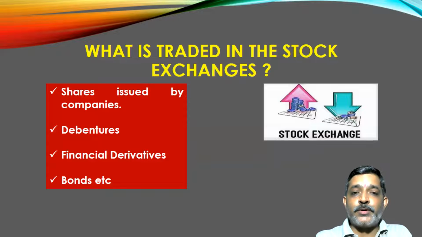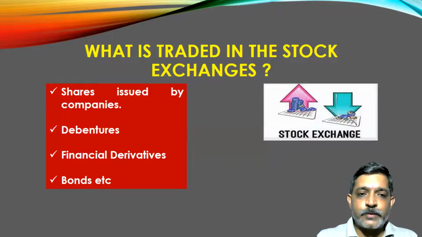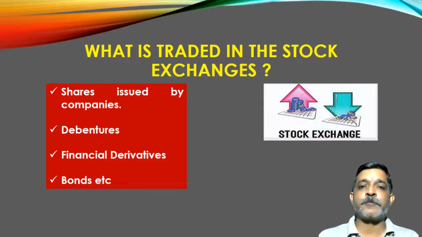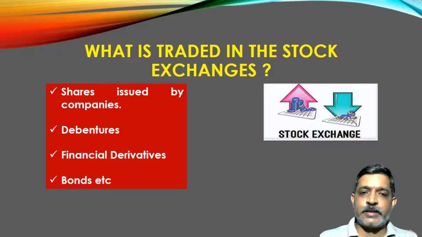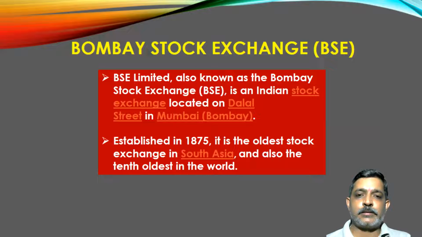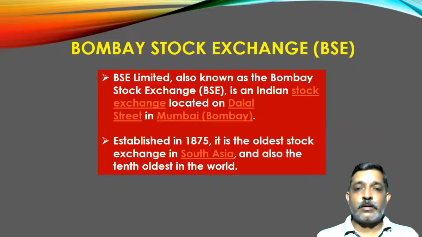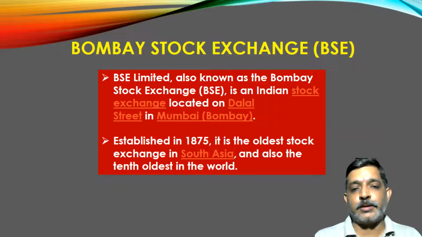Then we need to know what is traded in the stock exchange. In a stock exchange, an investor may trade shares issued by companies, debentures, financial derivatives, bonds, etc. All these things are traded in stock exchanges. Then there are almost 24 stock exchanges in our country.